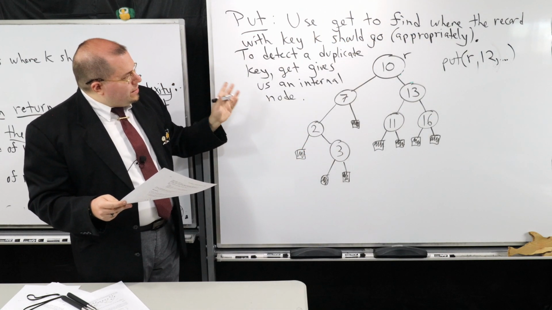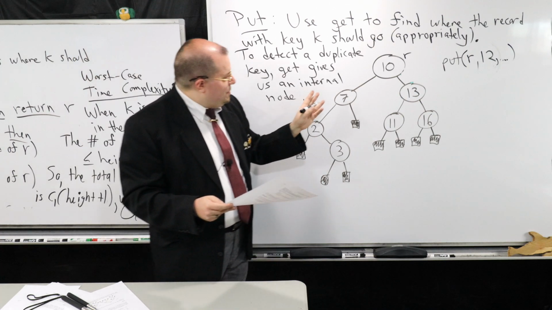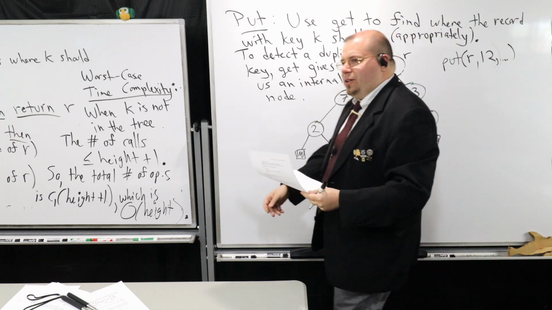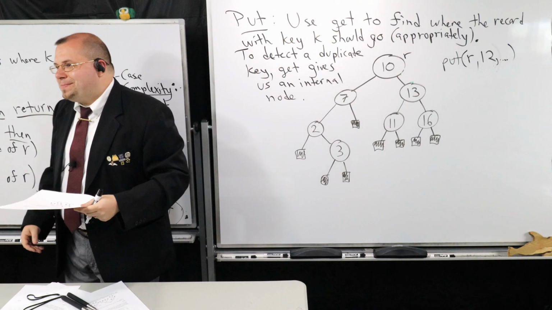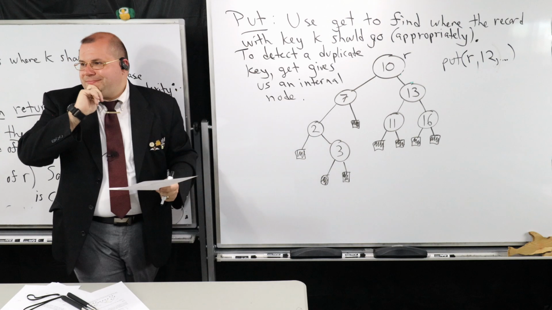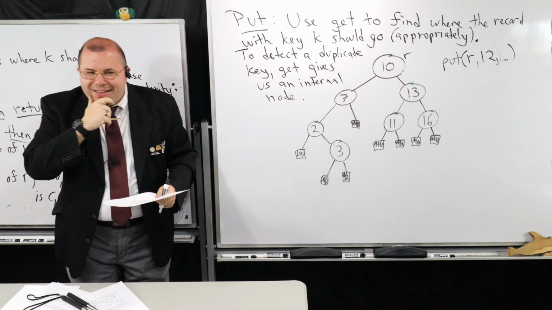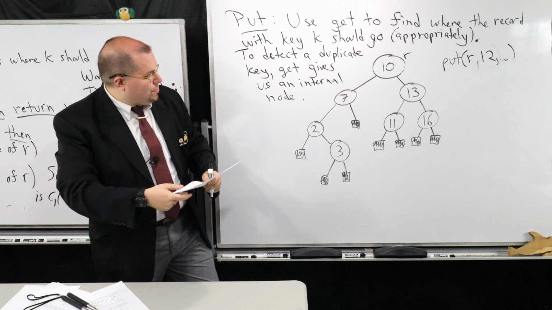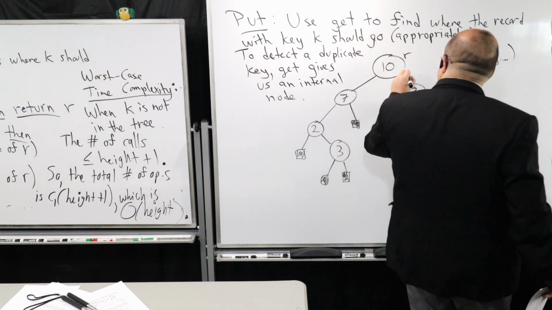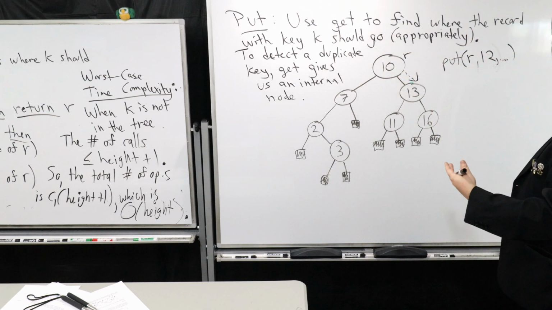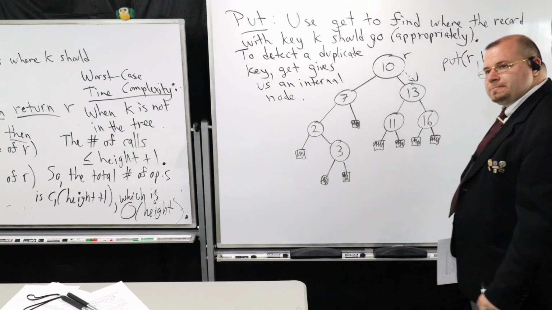So we play the left-right game, remember? I'm going to put in some record with 12. Do we go left or right? Remember, we're going to start using, yeah, there we go. We're going to go right. Because remember, the whole idea is we're going to use get to find where it should go. And then we're going to do the insertion right there.